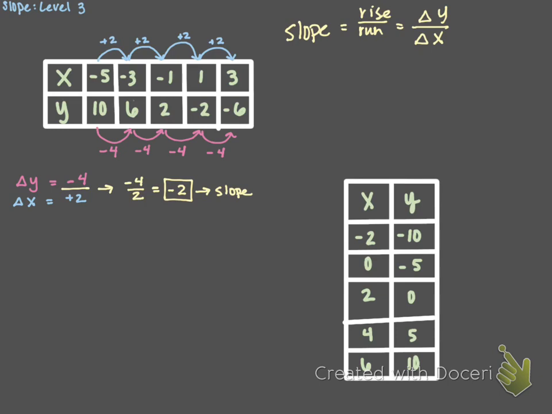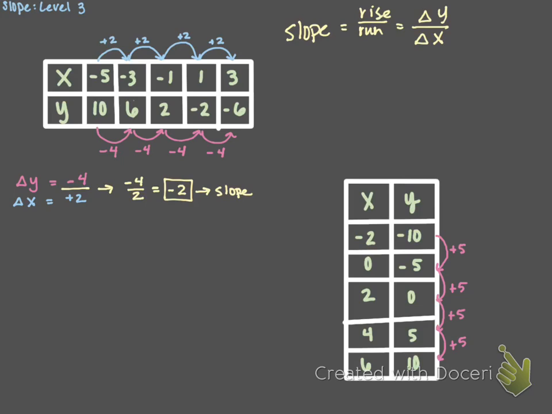For another example, once again, we are looking for that change in y over the change in x. So we can look at our change in y values from negative 10 to negative 5. We are increasing by 5. From negative 5 to 0, we are increasing by 5. 0 to 5, and 5 to 10 is always a constant increase of 5.